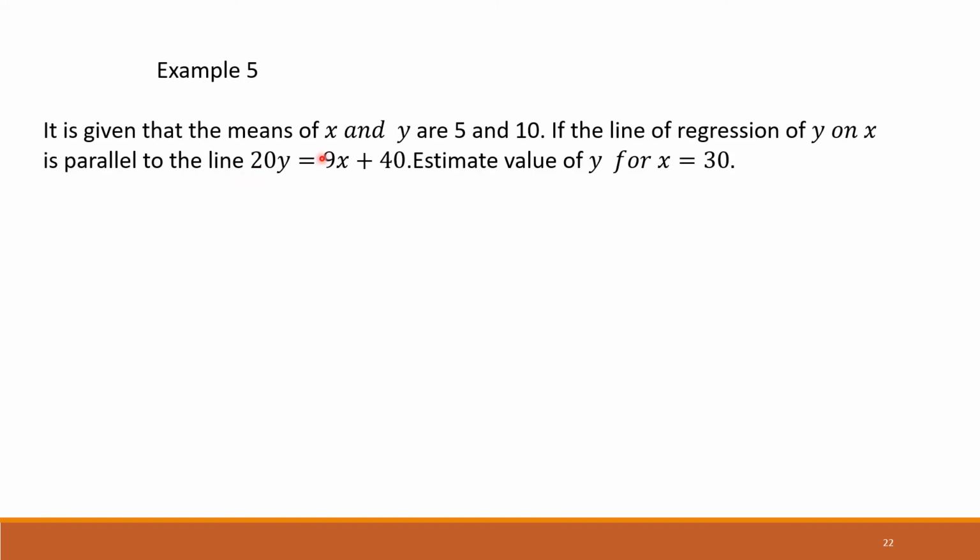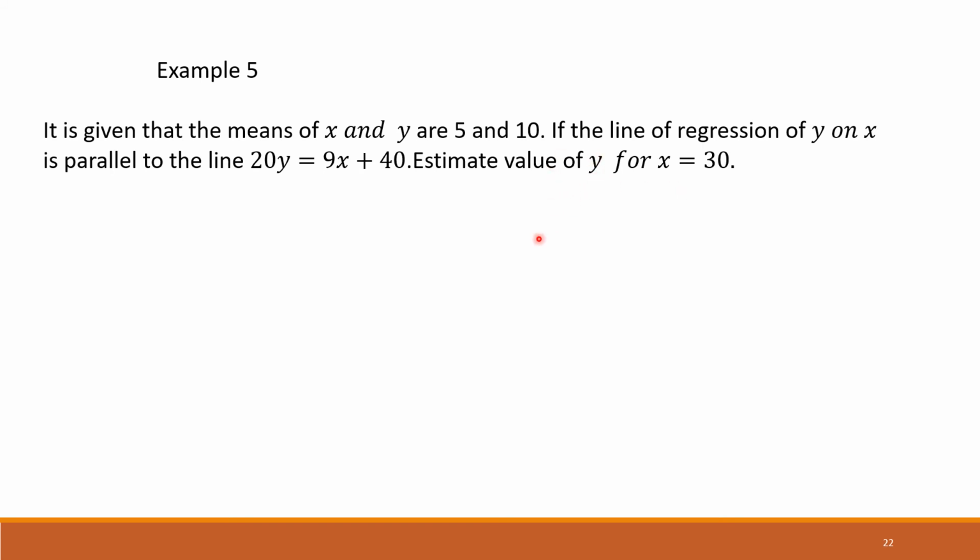It is given that the means of x and y are 5 and 10. If the line of regression of y on x is parallel to the line 20y equals 9x plus 40, estimate the value of y for x equal to 30. So what is to be calculated? The estimated value of y for x equal to 30. For the value of y, y has to be kept on the left hand side and x on the right hand side, which means we have to use the line of regression of y on x.